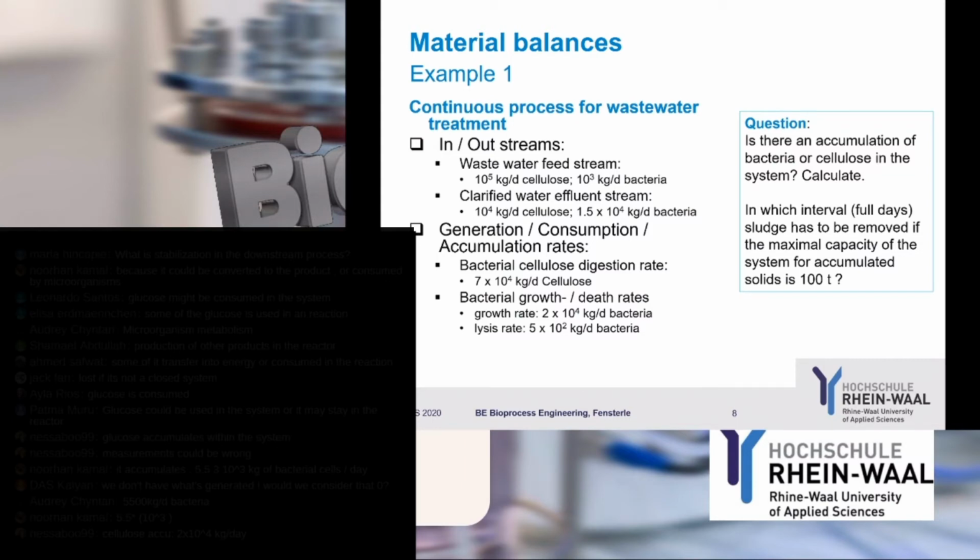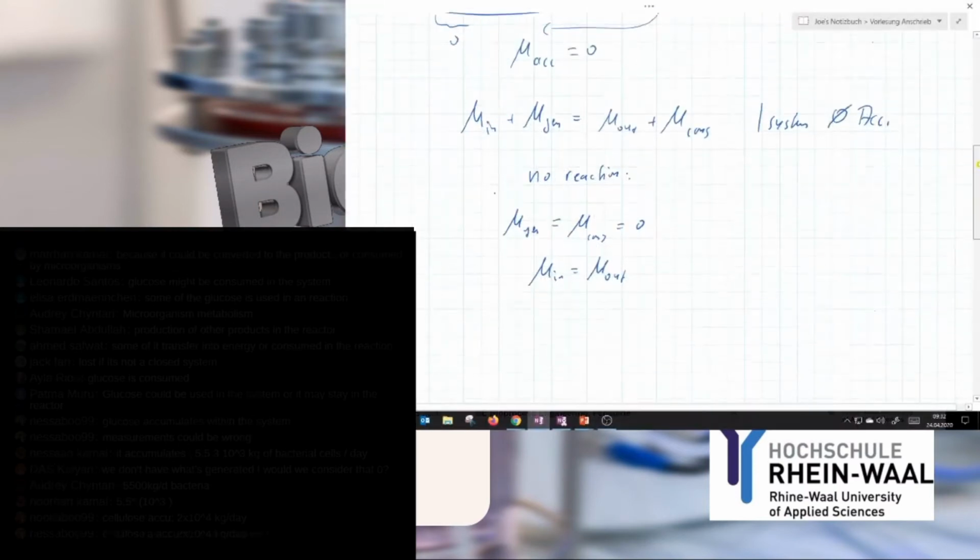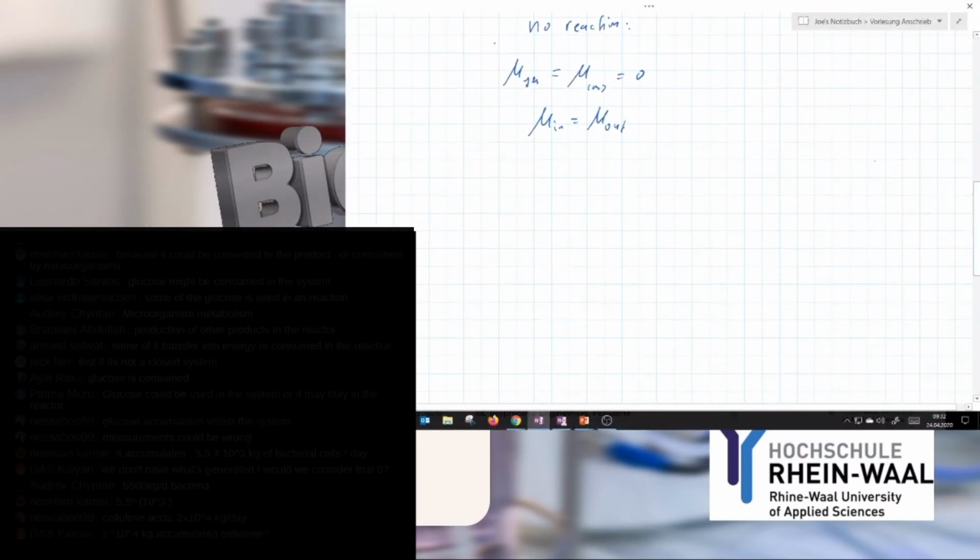So that's correct. You can in parallel already start doing the calculation for the complete accumulation and for the cleaning interval, because the capacity of the system is 100 tons. I don't think that many of you had a problem, but again, first of all, make a flow sheet.